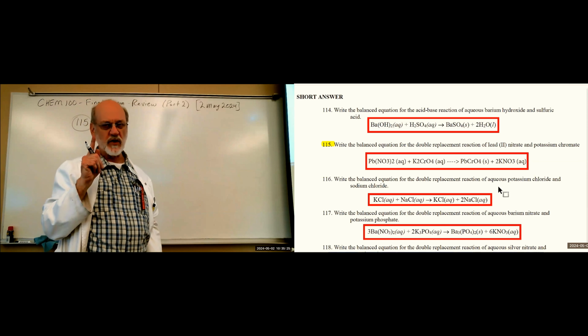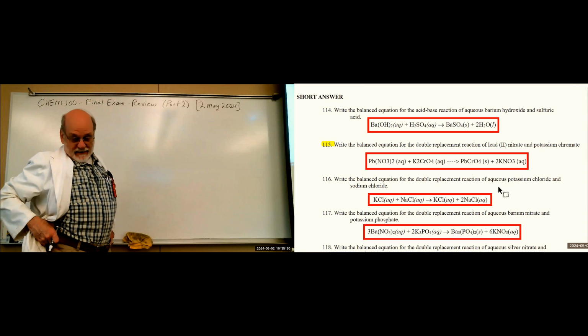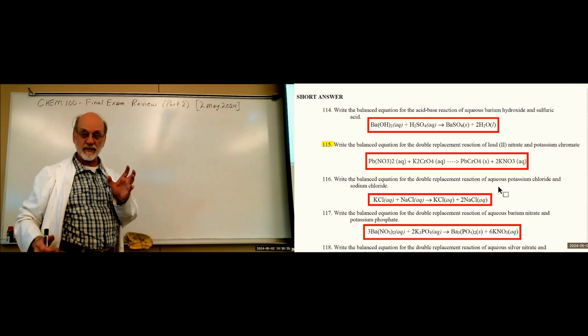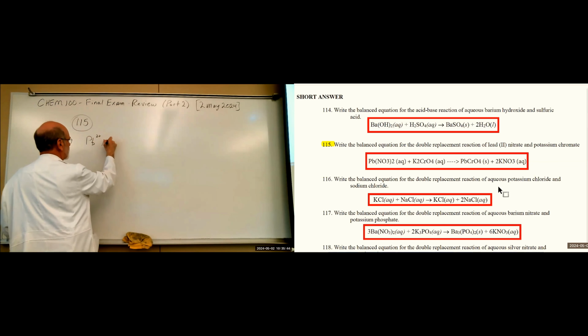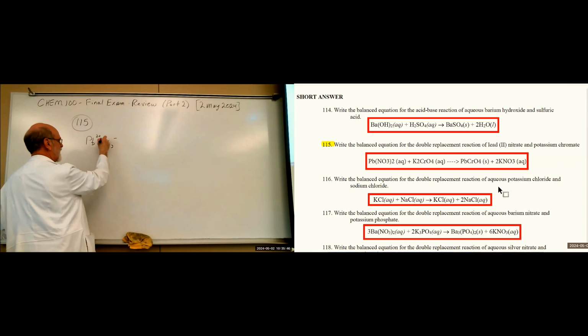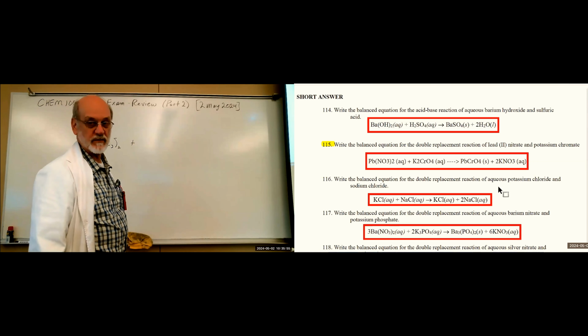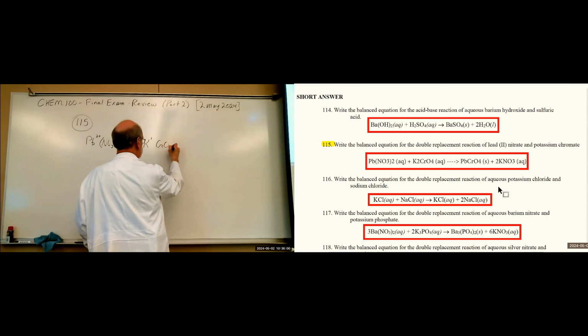What we have to do, though, is write the correct formulas. Right? That's why I made such a big deal of nomenclature in the beginning of the semester. You got to write these compounds correctly. Lead-2 nitrate. Lead, 2 plus, nitrate, 1 minus. That means we need 2 of these. And we're going to react that with potassium chromate. Potassium and chromate.